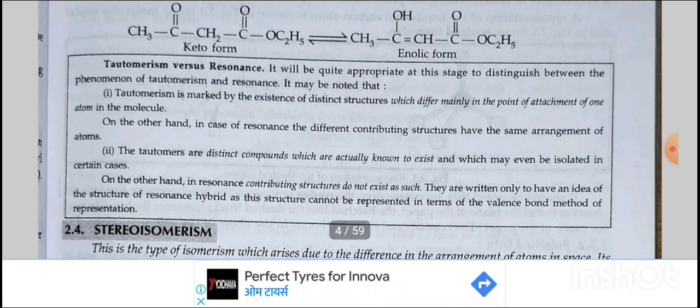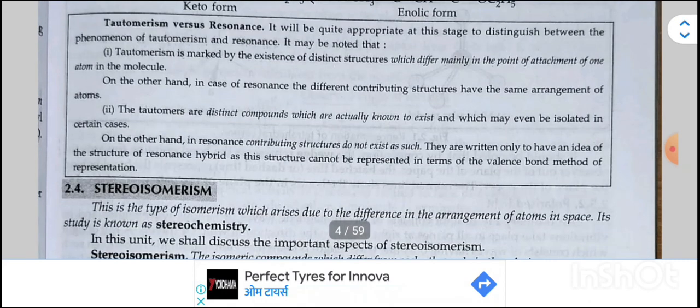Tautomerism versus resonance. It is quite appropriate at this stage to distinguish between the phenomena of tautomerism and resonance. It may be noted that tautomerism is marked by the existence of distinct structures which differ mainly in point of attachment of one atom in a molecule. On the other hand, in case of resonance, the different contributing structures have the same arrangement of atoms. The tautomers are distinct compounds which are actually known to exist, which may even be isolated in certain cases.